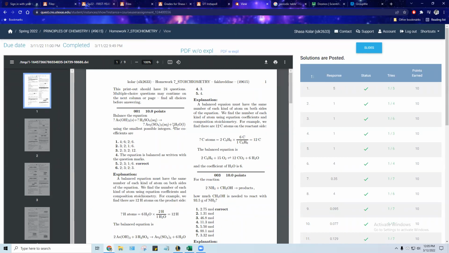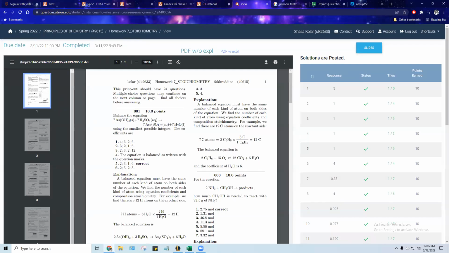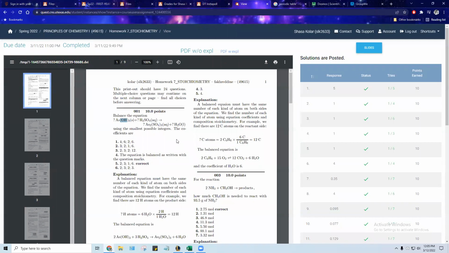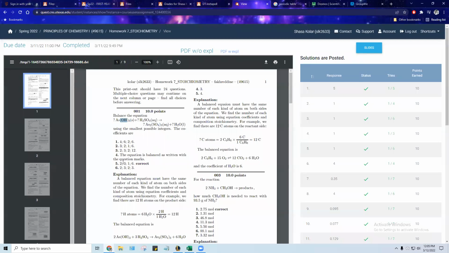And then we want to check for oxygens matching up. So we would need 6 oxygens on the other side of the equation. And we have a 2 here. So 2 times 3, and we get 6 oxygens. So our last one will be a 6. And that's correct.